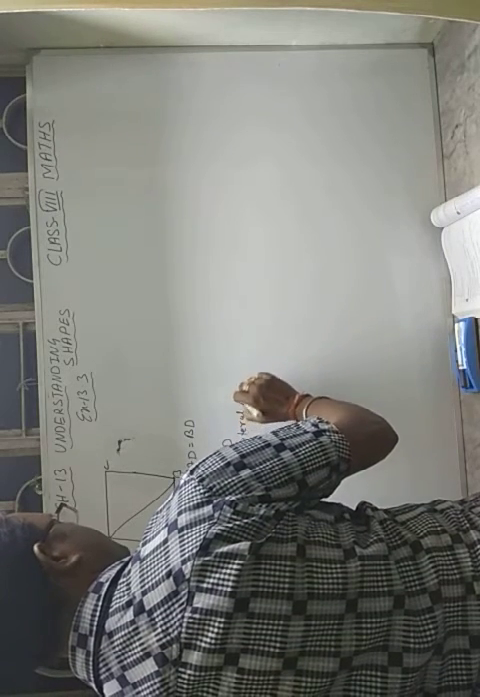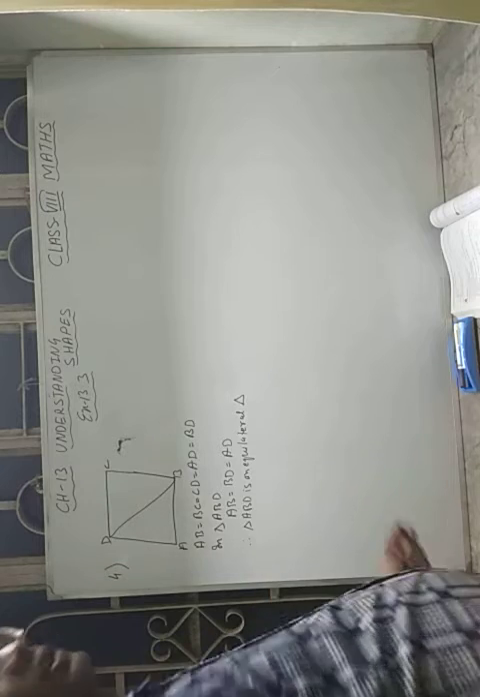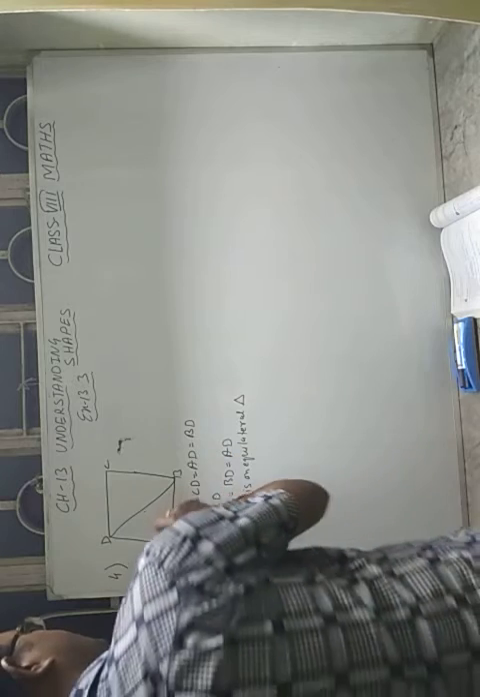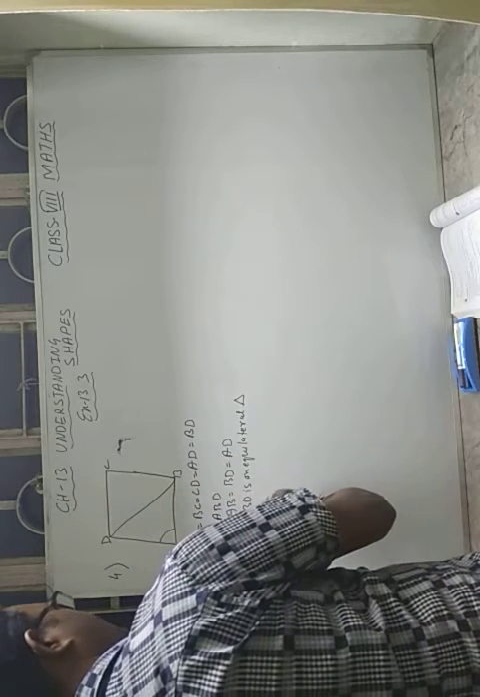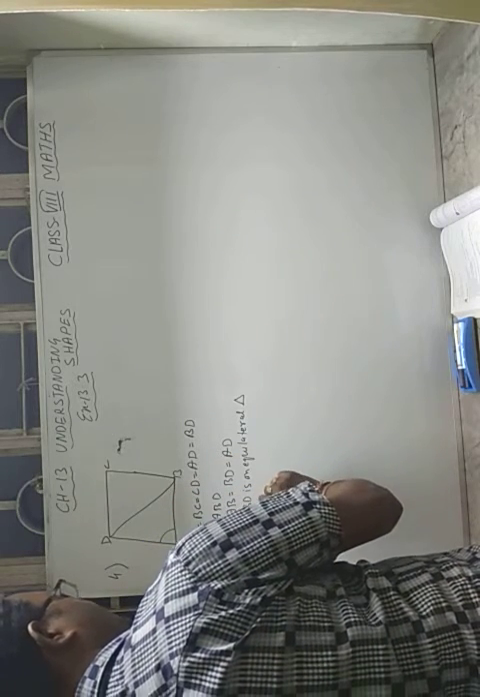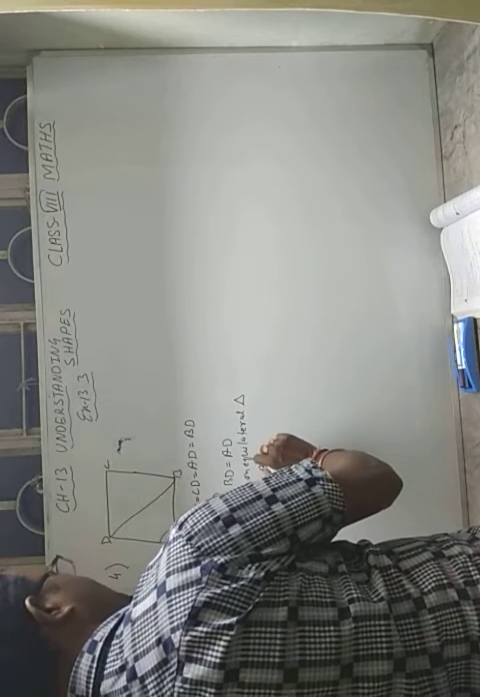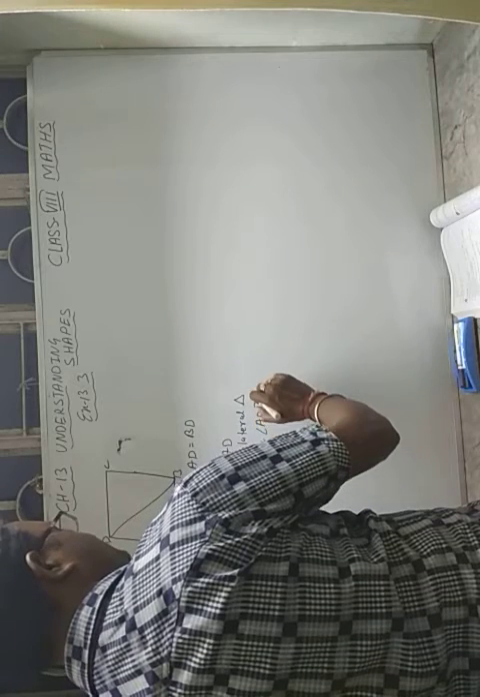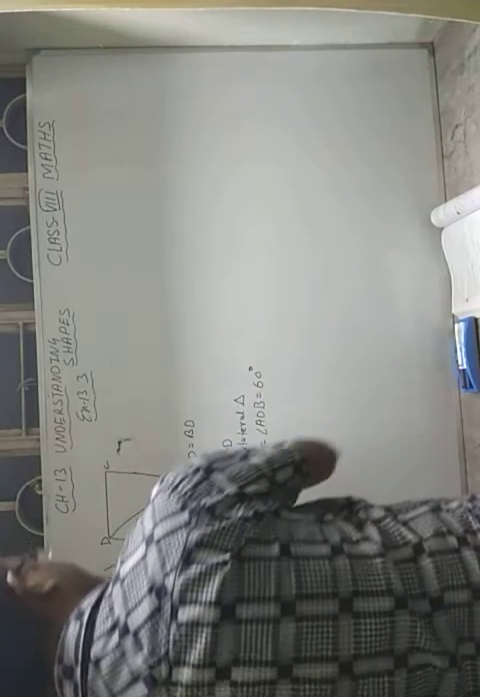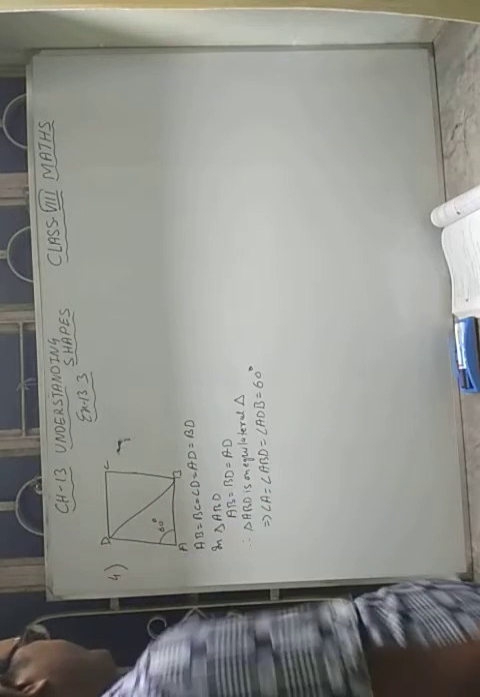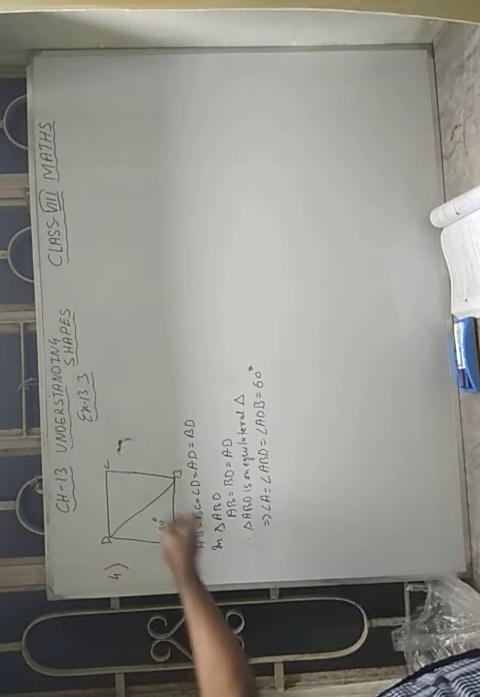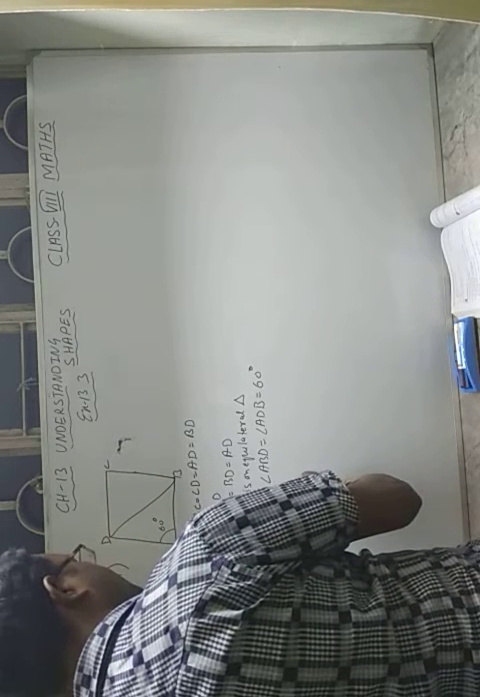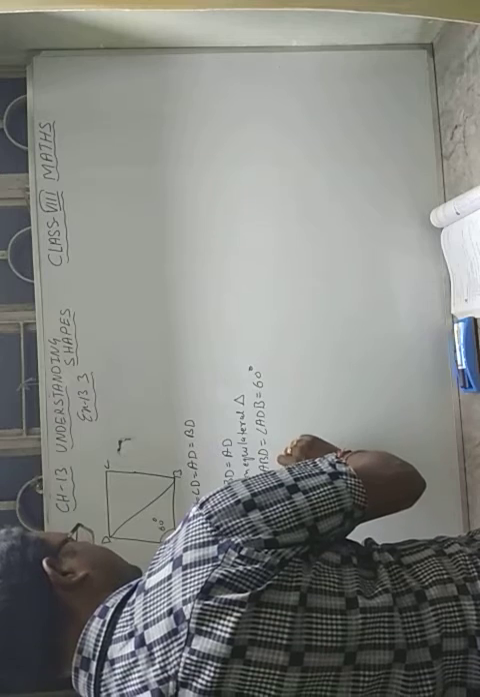equilateral triangle, and you know the measure of all the angles of an equilateral triangle is 60 degrees. That means this implies angle A is equal to angle ABD is equal to angle ADB, that is equal to 60 degrees. That means this angle is 60 degrees. If angle A is 60 degrees, then C will also be 60 degrees. So angle C is equal to angle A, that is equal to 60 degrees.